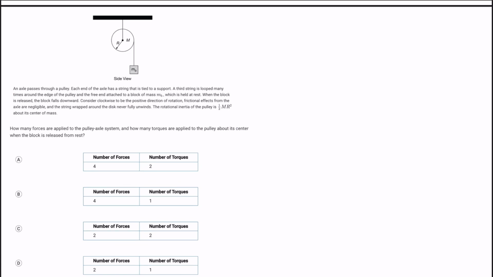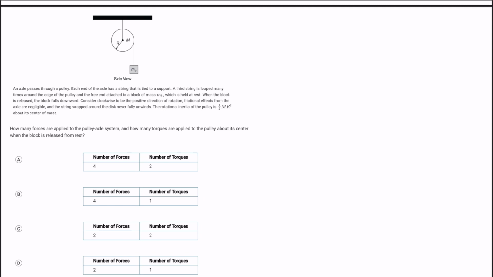So here we have a new figure. It says an axle passes through a pulley. Each end of the axle has a string that's tied to a support. A third string is looped many times around the edge of the pulley, and the free end is attached to a block of mass m sub b, which is held at rest. When the block is released, the block falls downward, obviously due to gravity, and since it's tangent to the circle on the right-hand side, we're going to have a clockwise rotation. All right, so consider clockwise to be the positive direction of rotation.